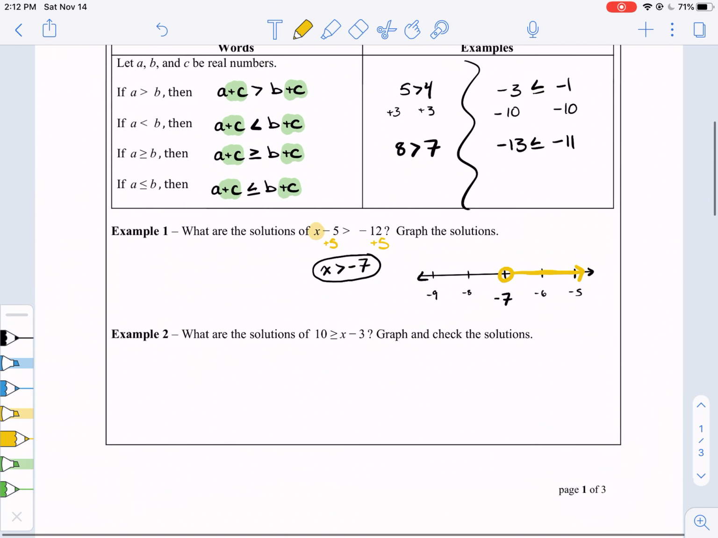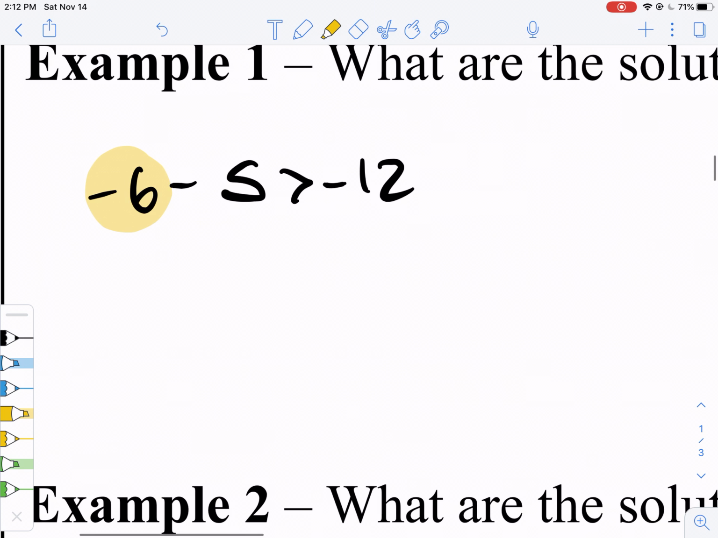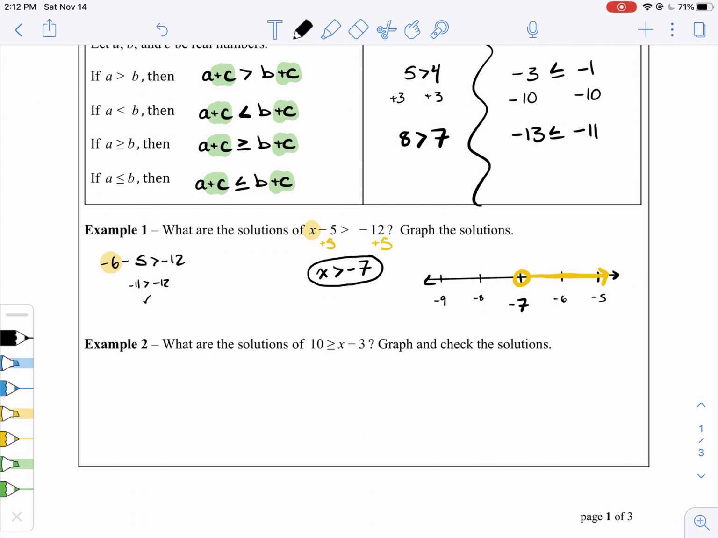Now let's check our solutions. We said that negative 6 is a solution. Is it true that negative 6 minus 5 is greater than negative 12? Remember, subbing in negative 6 for x. Well, negative 6 minus 5 is negative 11. And yes, negative 11 is greater than negative 12. Fantastic.